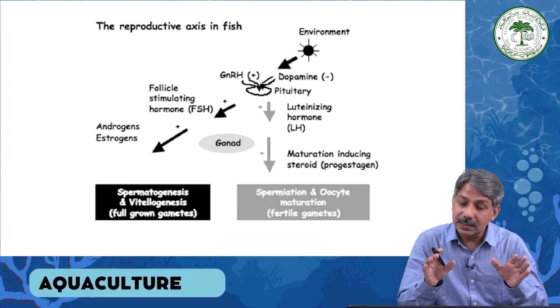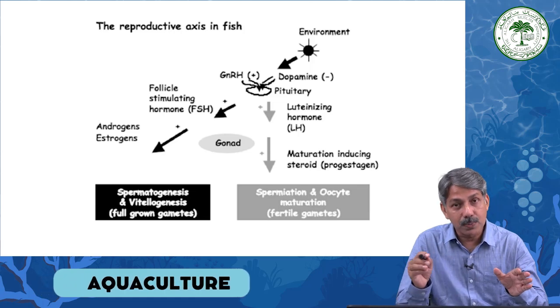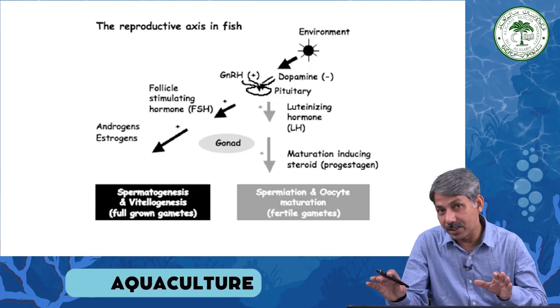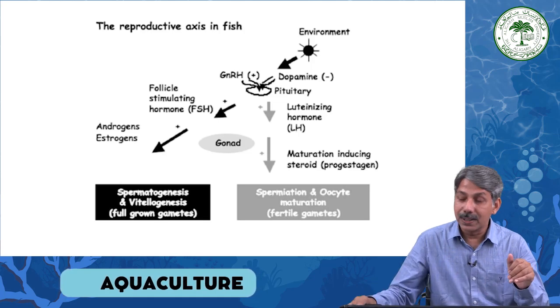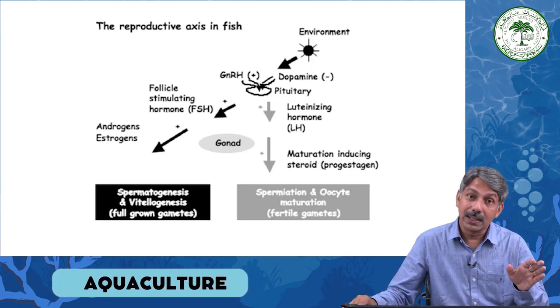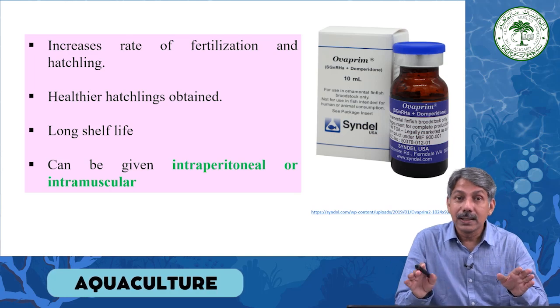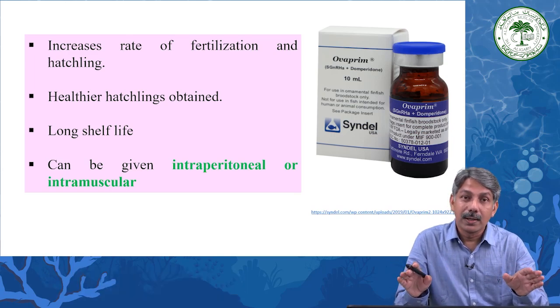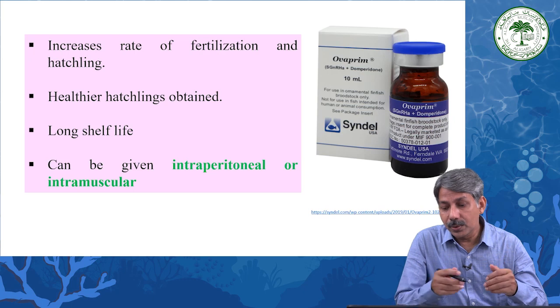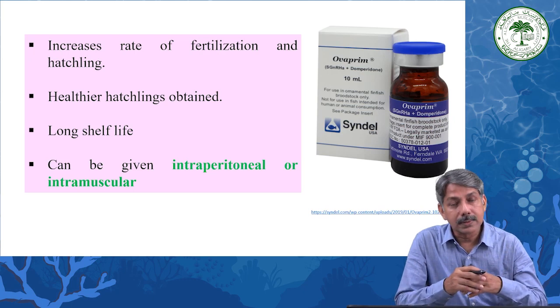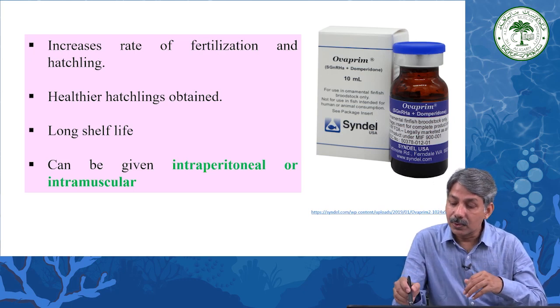So, utilizing this concept for induced breeding of fish, that was happening in nature. The same thing we can simulate and get the fish to breed in confined environments, because Indian major carps, as I have told you, usually do not breed in confined waters or static waters like ponds. So, as I told you, overprim has provided very good results. I told you that this is from Sindel Laboratories.